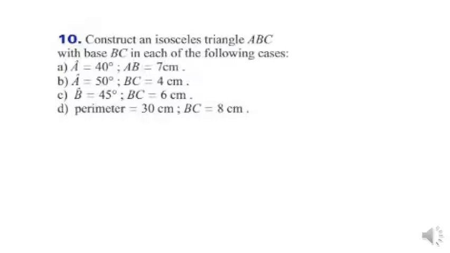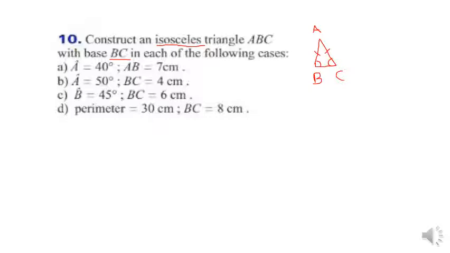Construct an isosceles triangle ABC with base BC. What is meant by isosceles triangle with base BC? I have to draw a sketch. This is triangle ABC, it's an isosceles triangle. Its base is BC, so the base angles B and C are equal. And we have two equal sides, AB and AC. Must BC always be down?